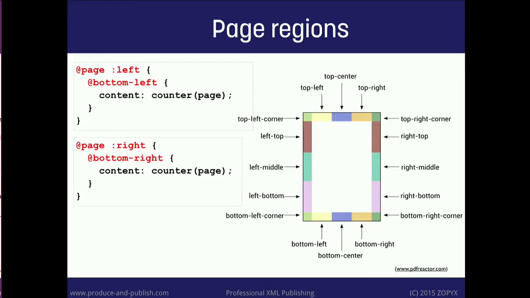In CSS, this looks like this. You can say, for example, on all left pages, the page counter should be placed in the bottom left section. And on all right pages, you want to place the page counter on the right. Basically, left, right, and then just place the counters inside.